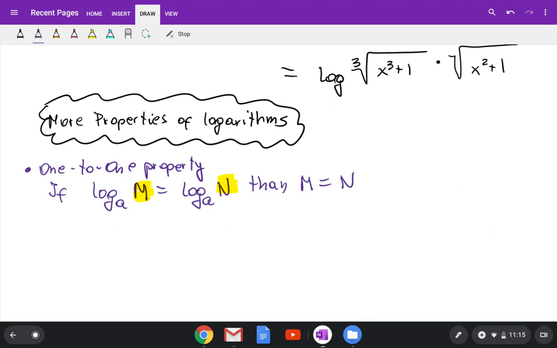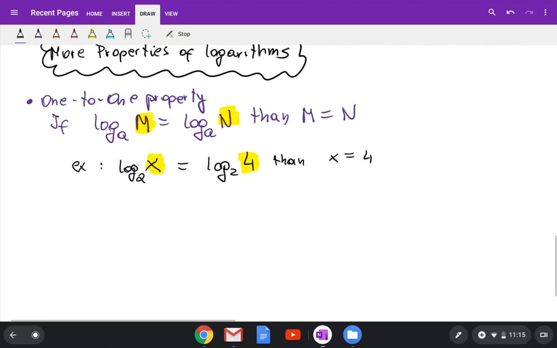Let me give you an example. Logarithm of base 2 of x equals logarithm of base 2 of 4. Since we have logarithms on both sides with the same base, that means x has to be the same as 4, so x is equal to 4. We're definitely going to use these when solving equations.